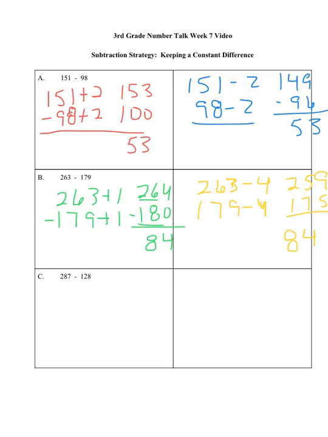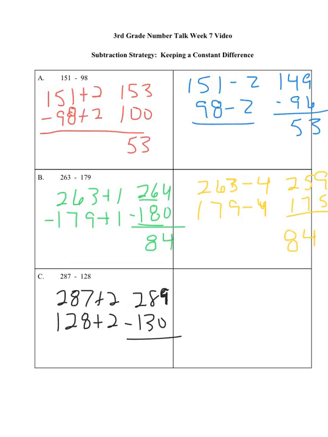If we look at the last one, we have 287 lose 128. Again, if we want to focus on the subtrahend first, we can make 128 into 130. But if we add 2 to the subtrahend, we have to add 2 to the minuend, and that gives us 289. Sorry that my 9 was sloppy, I apologize for that. So 9 lose 0 is 9, 8 lose 3 is 5, 2 lose 1 is 1. So we have an answer of 159. That's the difference between the two numbers.